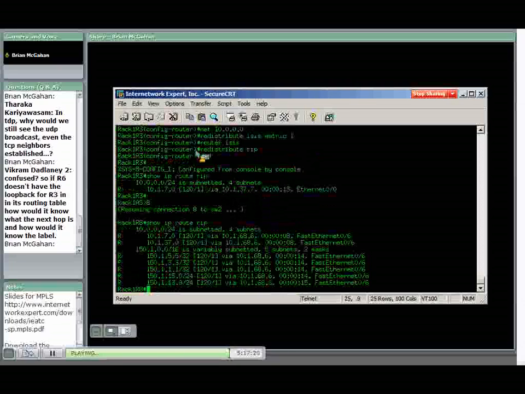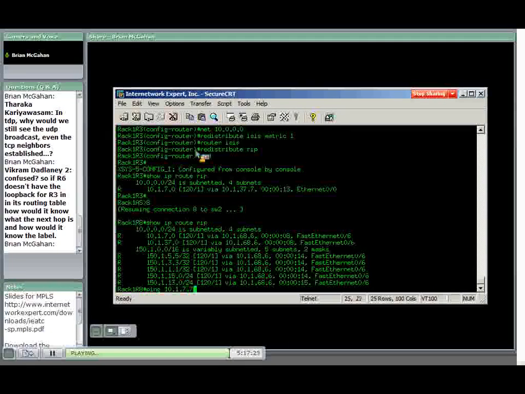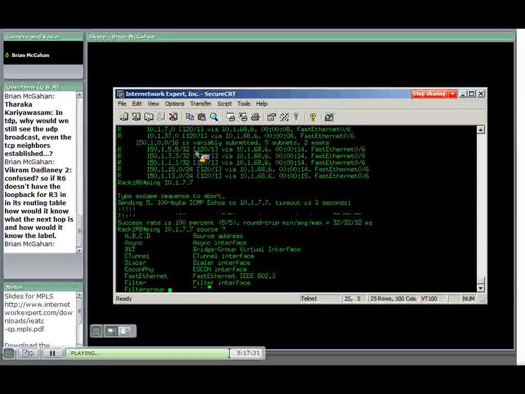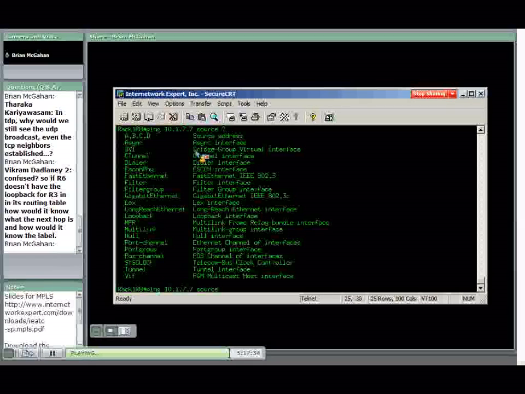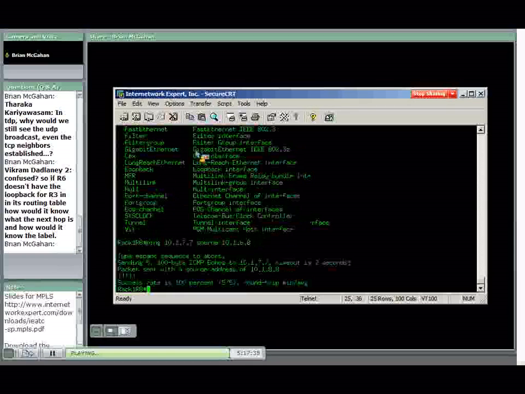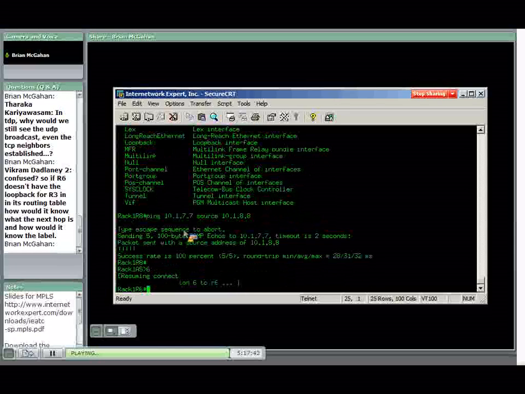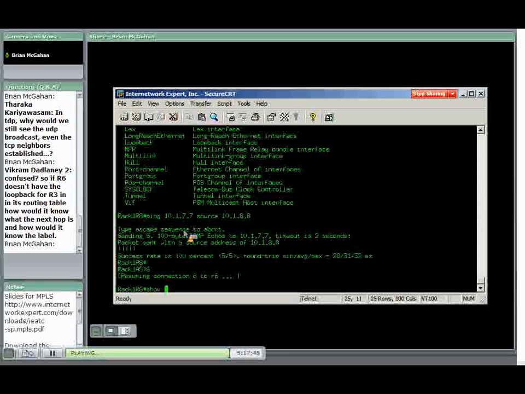And then on router 8, we'll do the same thing. Okay, and we should have reachability to 10.168.6, which is router 6. Okay, so on router 3 and 6, we'll go ahead and run RIP as well, and then we'll do redistribution between RIP and IS-to-IS.